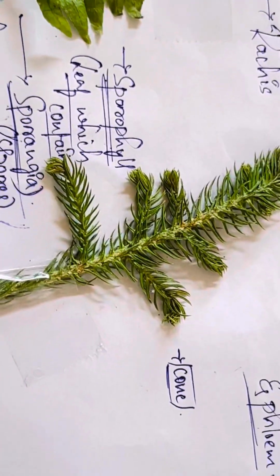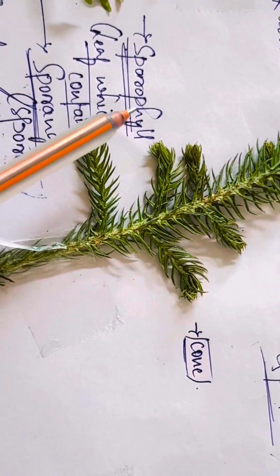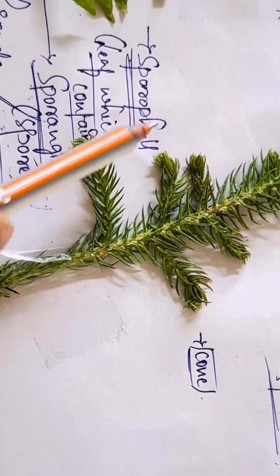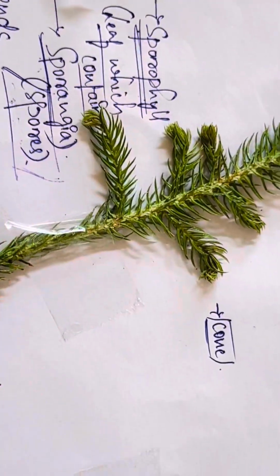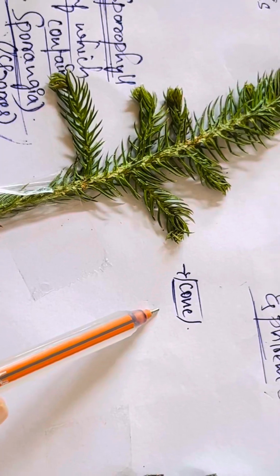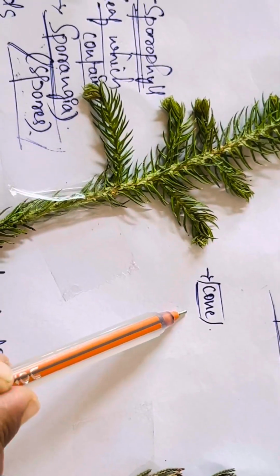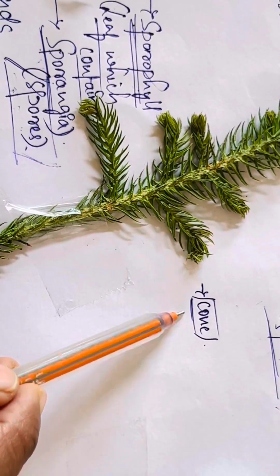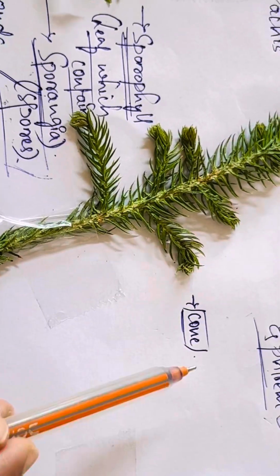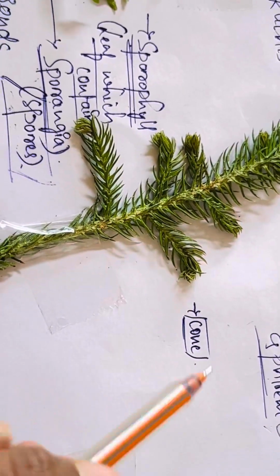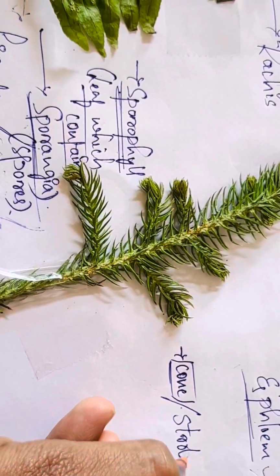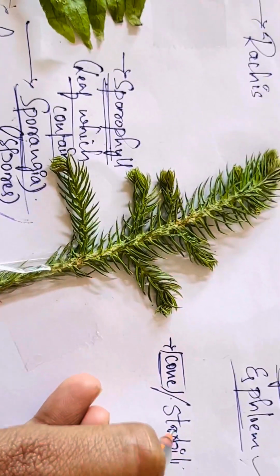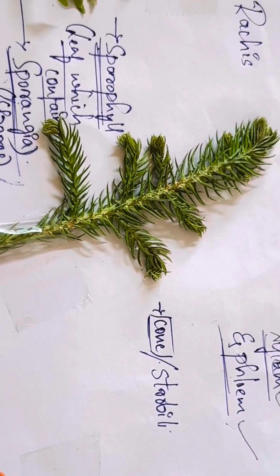Now see what a cone is. The sporophylls are compactly arranged, and this compact arrangement of sporophylls forms a new structure. Those are named a cone, or strobili. Cone or strobili. Understanding everyone?